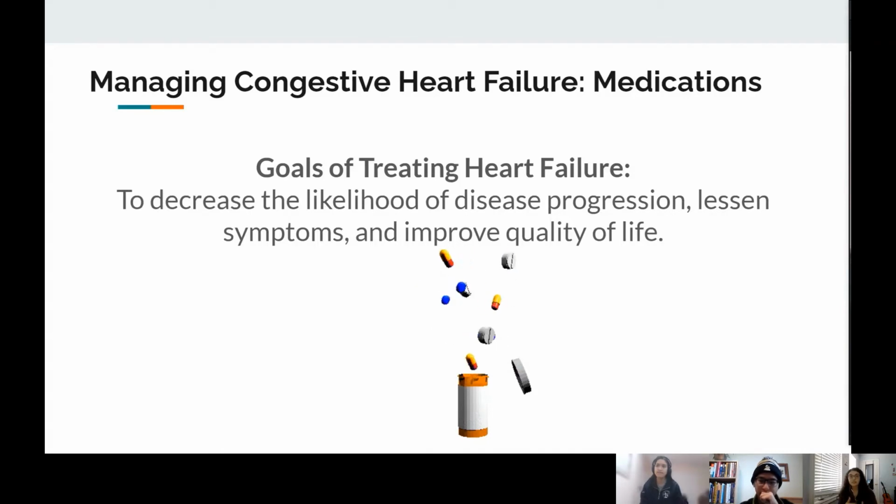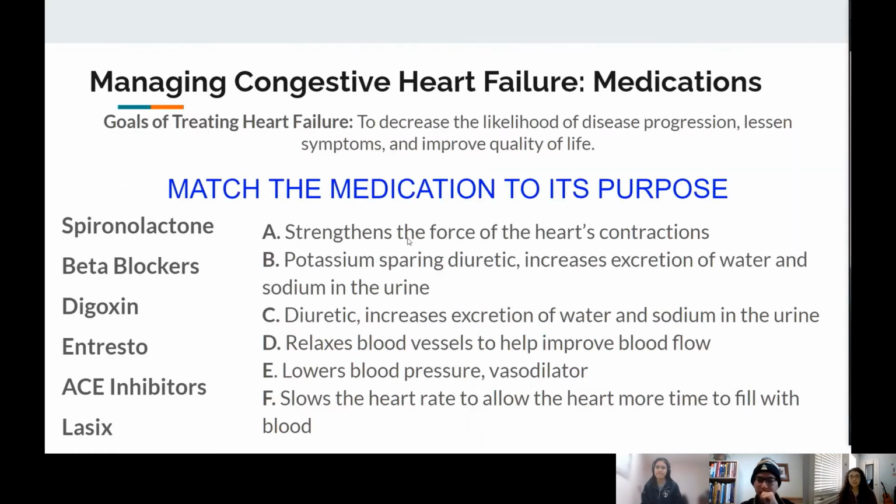Second, it's to lessen the symptoms, because as we talked about previously, there are several symptoms that are associated with congestive heart failure. So by decreasing the symptoms, there's a hope to improve the quality of life that you're having. So it is possible to still have a good quality of life if you are managing the disease appropriately. So we're going to go through the medications, but we made a little activity out of it.